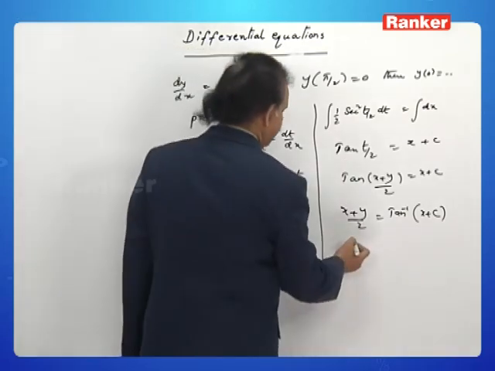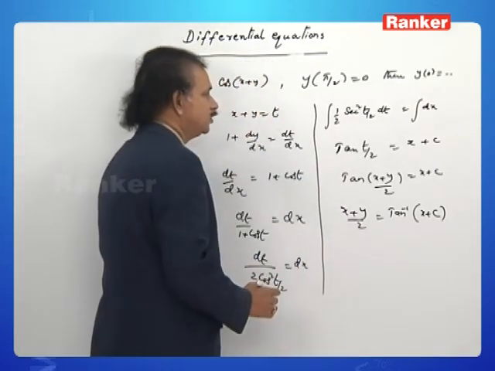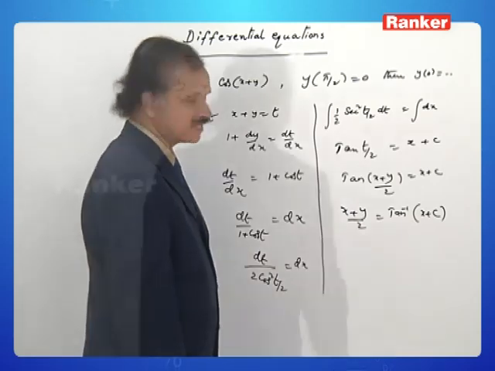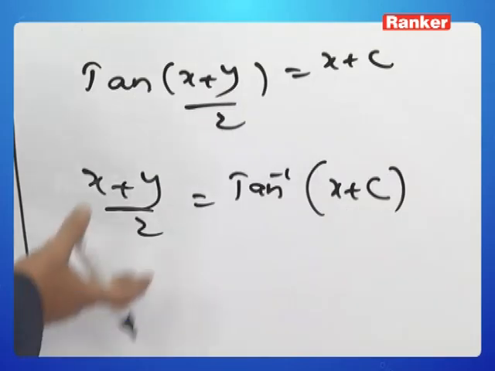Okay, therefore, let us use y at pi by 2 is 0, isn't it? We can use it here itself.